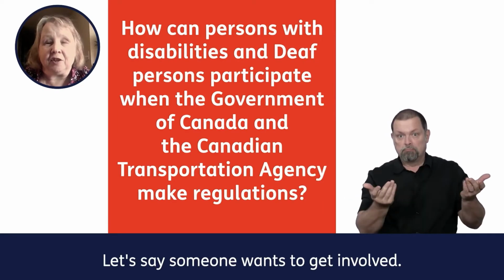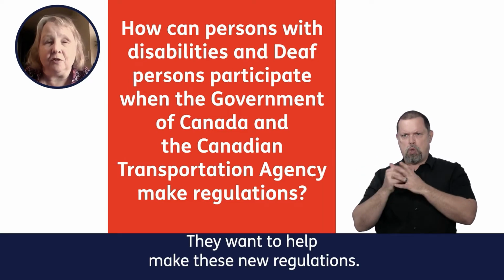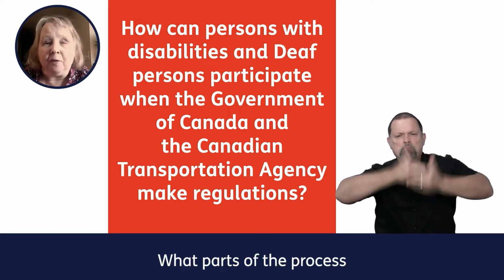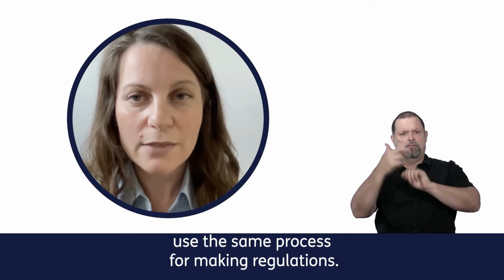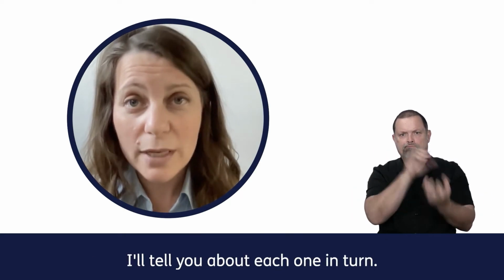Let's say someone wants to get involved. They want to help make these new regulations. What parts of the process can they take part in? The Government of Canada and the Canadian Transportation Agency use the same process for making regulations. In this process, there are two chances to give input. I'll tell you about each one in turn.